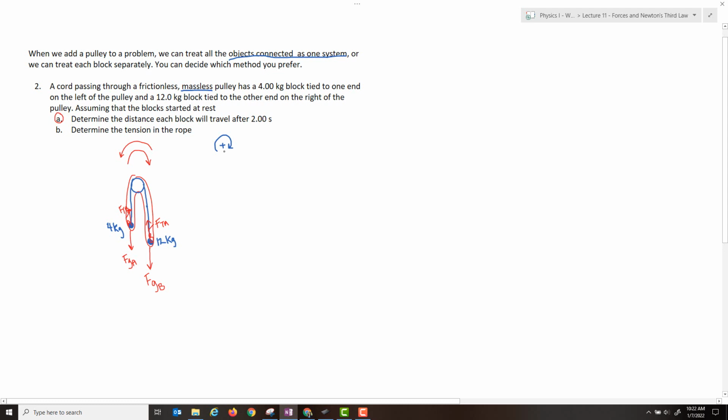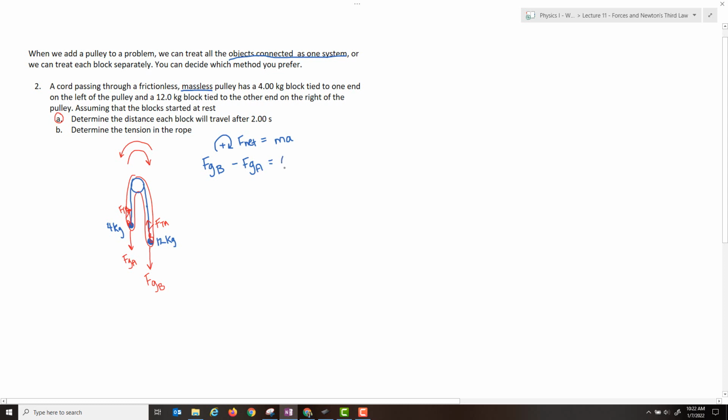So I'm going to say that's my positive direction, and F net is equal to mass times acceleration, right? Newton's second law. So what is my F net here? I have my FGB, which is in the positive direction because we're going to assume clockwise is positive. That's the direction it's actually going. So FGB, and then my FGA is in the other direction, so that would be minus FGA, is equal to M.